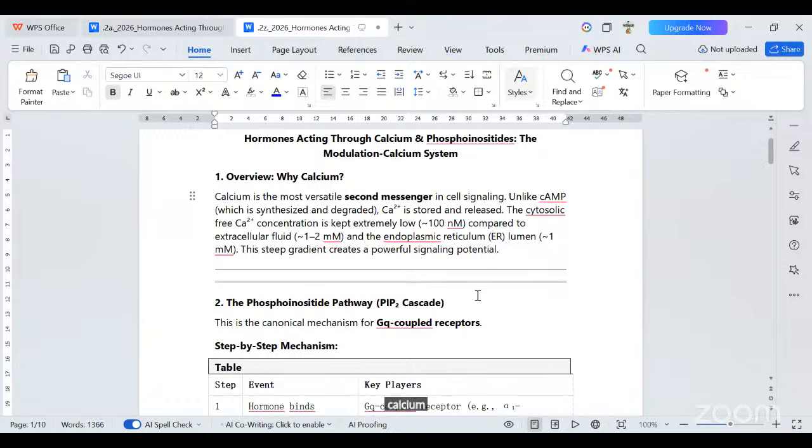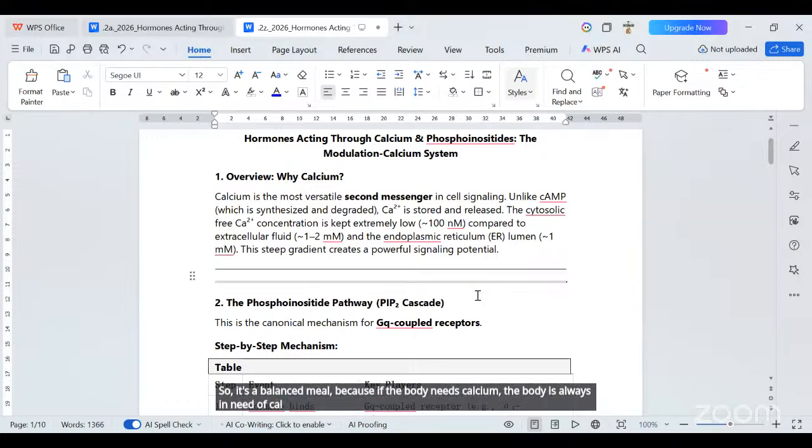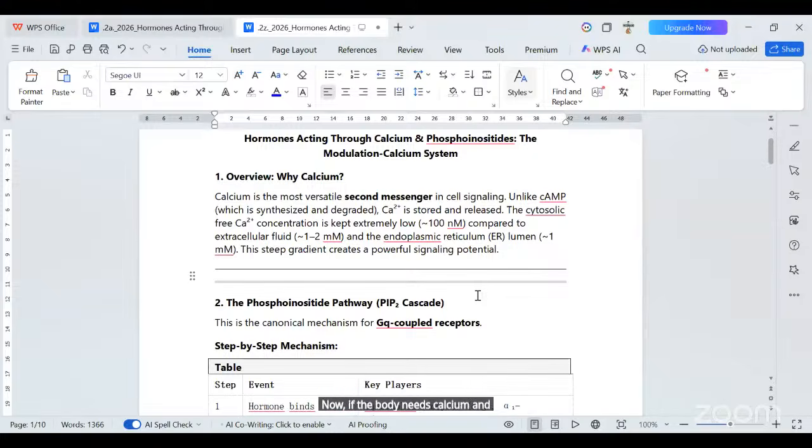Calcium can be gotten from an external source or from intracellularly or extracellularly, which is why it is important to eat a balanced meal. The body is always in need of calcium because it uses it as a second messenger. Now, if the body needs calcium and it is not available within the diet, the body will get it from the bones, which is why we have osteoporosis.